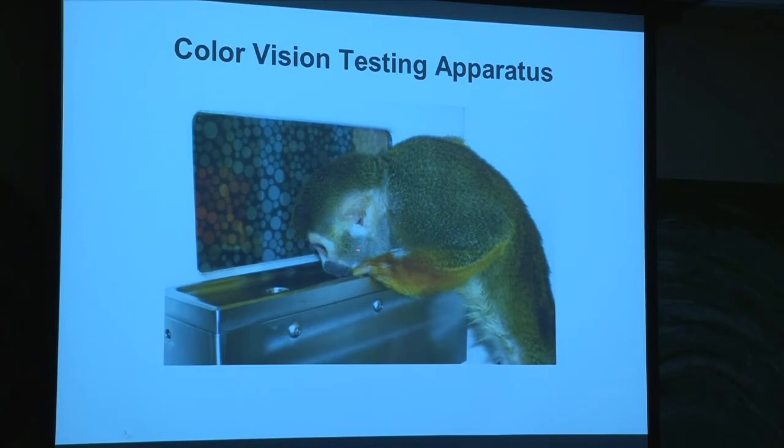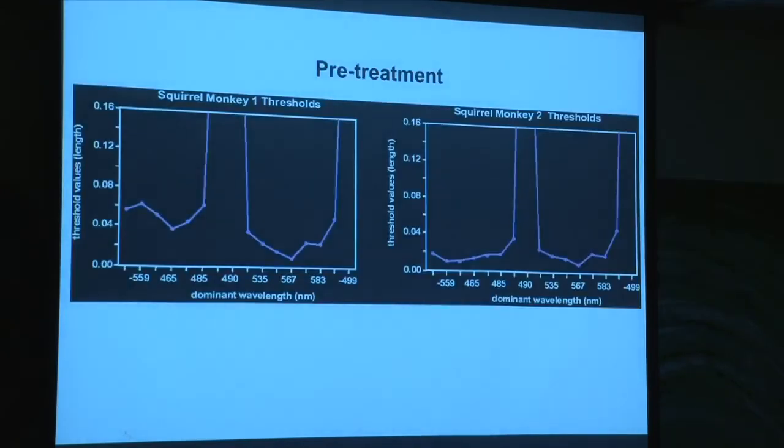So this is a treated animal. He's just touched with his nose the correct panel, so he gets a little reward. He's drinking a little grape juice. So the results are shown.